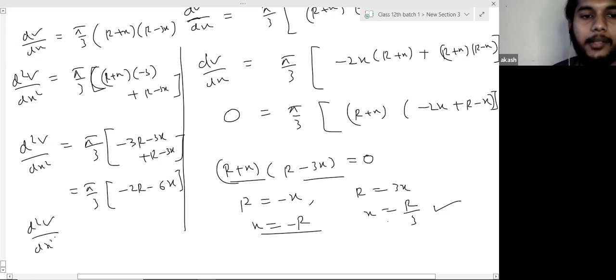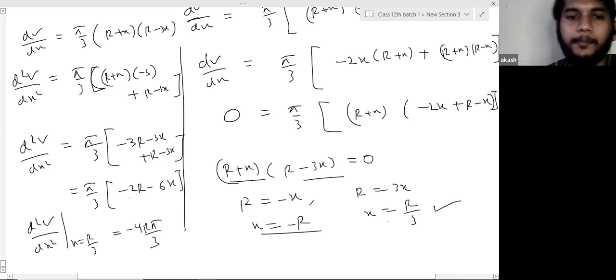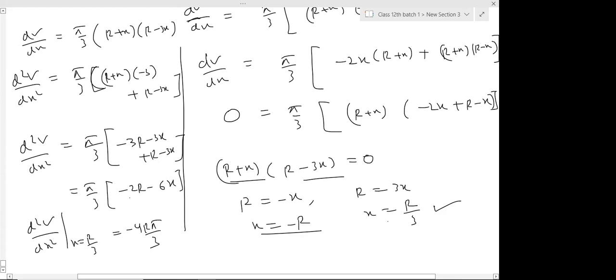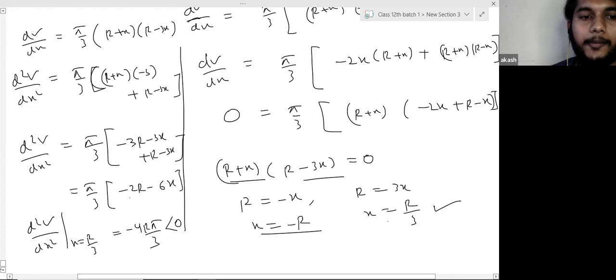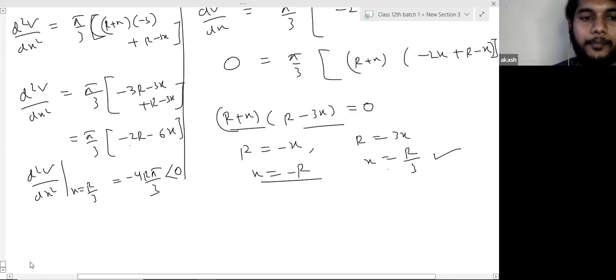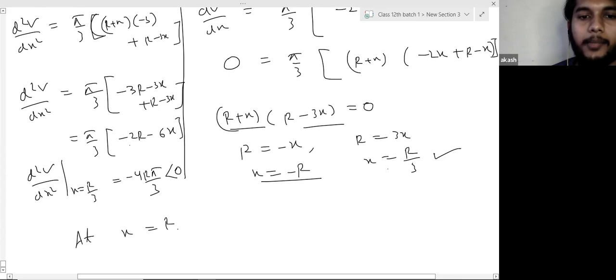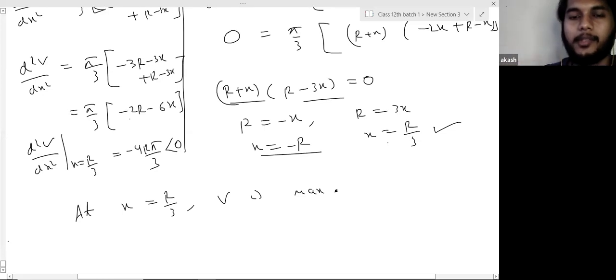So we can easily see, if you put x equals r by 3 here, d square V upon dx square at x equals r by 3 will become negative, right? This is minus 2r minus 2r, minus 4r. So minus 4r pi by 3. Right, Krishna? Yes, sir. So we can see this is less than 0. So at x equals r by 3, V is maximum. Let's just find out the value. Please put the value in the previous equations, or tell me the equation. I'll solve all the way.